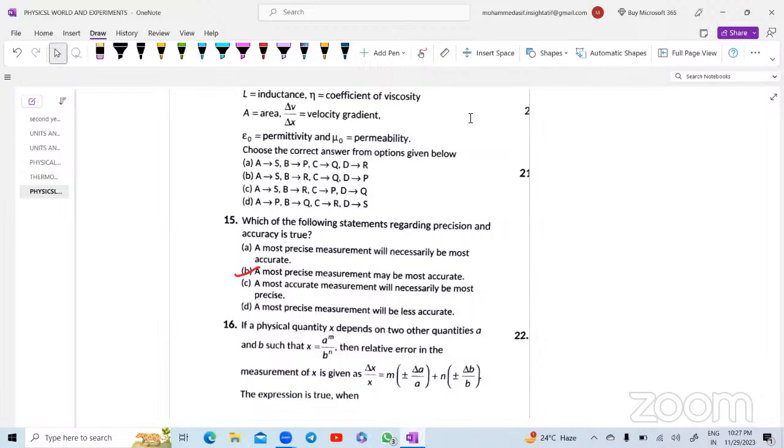Accurate measurement means a measurement that has a very lesser relative error, meaning the relative error will be very small. Whereas precision means it has a very lesser value of absolute error. The value of the error in absolute terms should be very, very small, measured by any instrument like a least count. It should have the least value of error. Okay? That should be the answer for that.